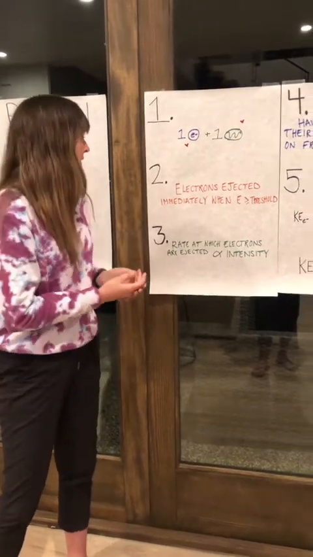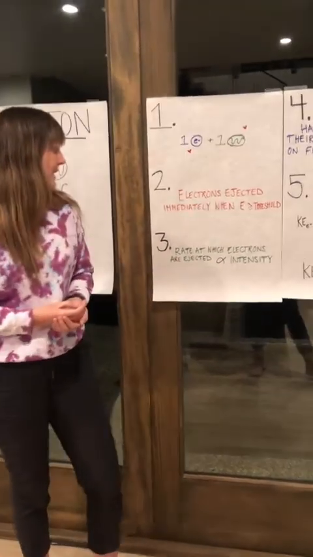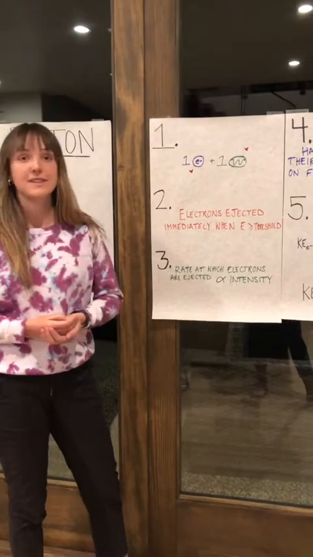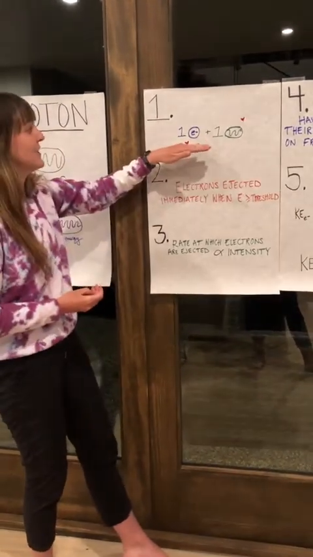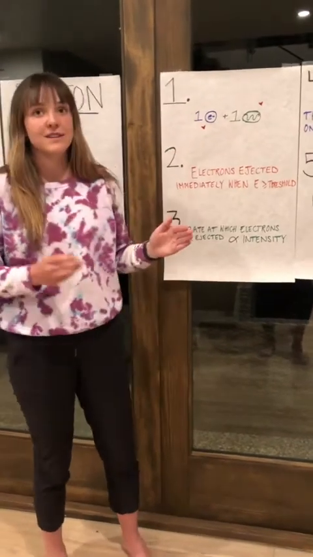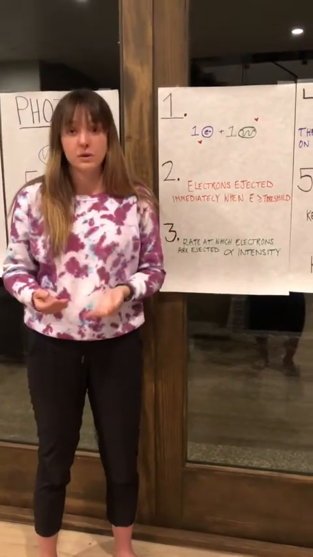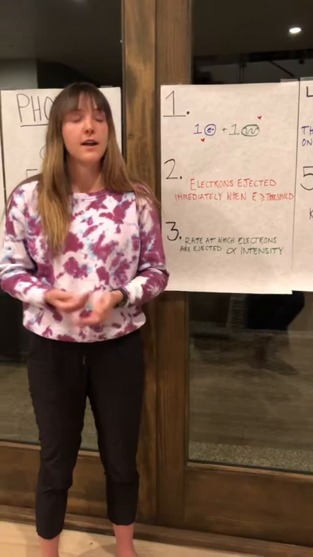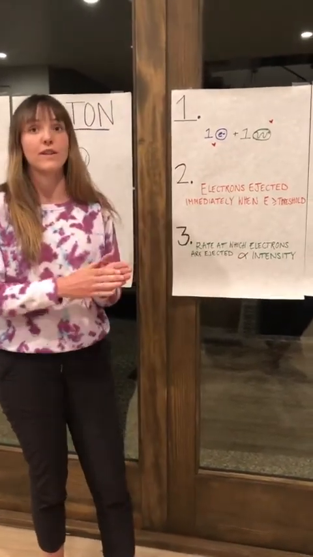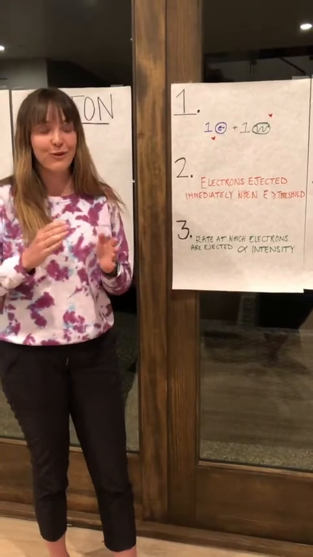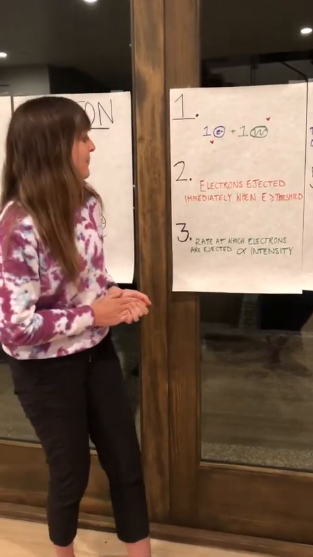The third one is that the rate at which electrons are ejected is proportional to the intensity of the light. And this makes sense going back to our 1-to-1 ratio, because intensity basically just describes how many photons are there per unit area. And if there's more photons per unit area, we're going to have more electrons interacting with more photons and being ejected from the sheet of metal.